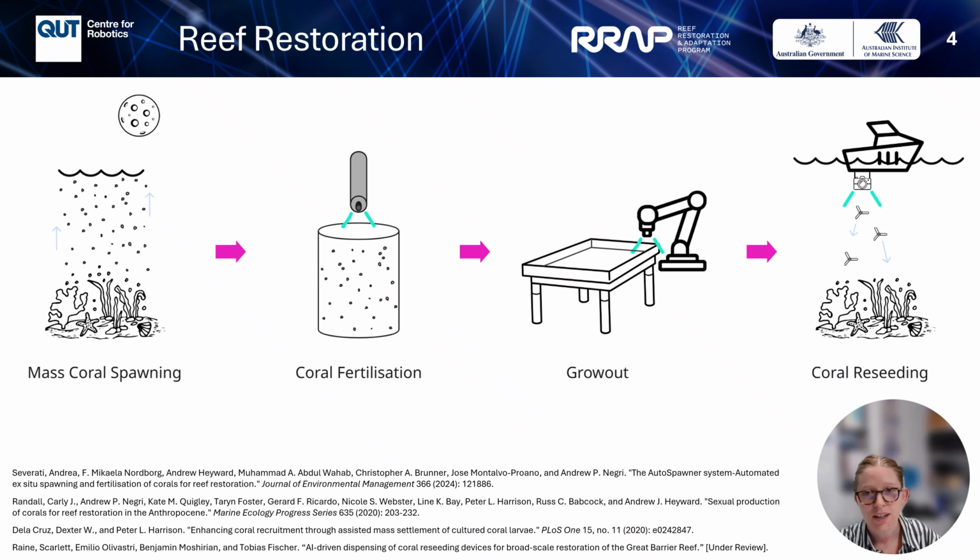Reef restoration is the process of growing and replanting baby corals that are more resilient to warmer temperatures. We first collect spawn and bring it into the aquaculture facility, where we support that spawn to fertilize and become baby corals. We then grow those babies until they are big and strong, and then reseed them back onto the degraded reefs. This whole process is incredibly expensive, manual, and time-consuming.